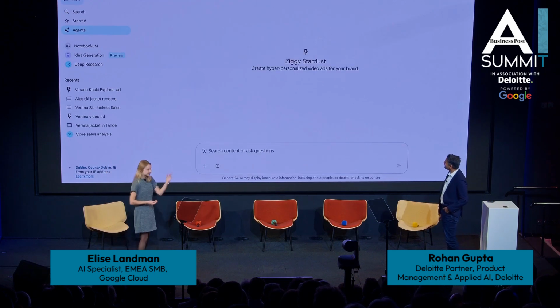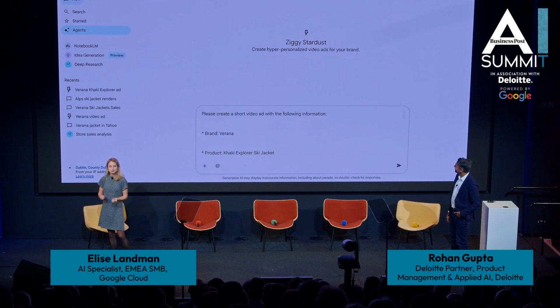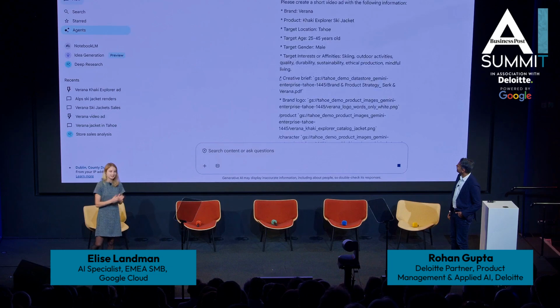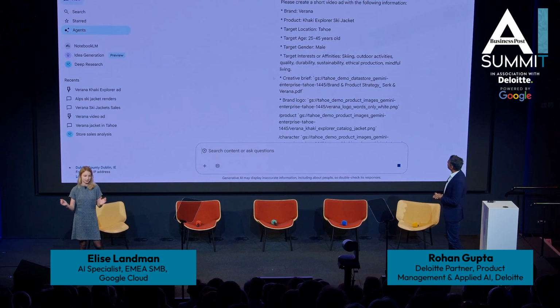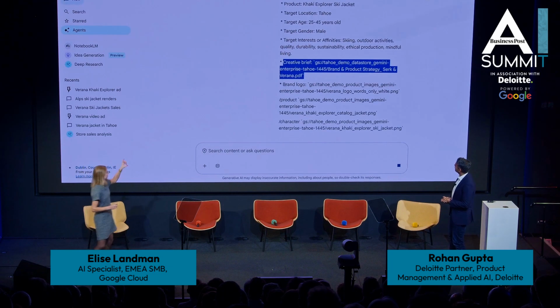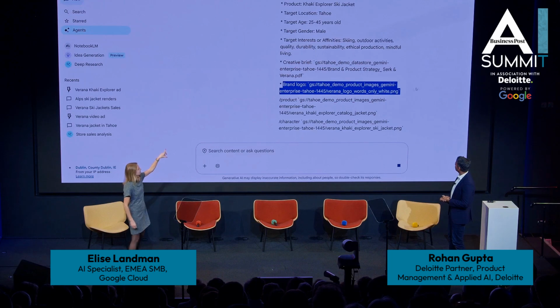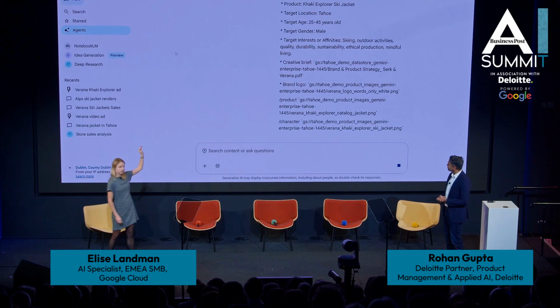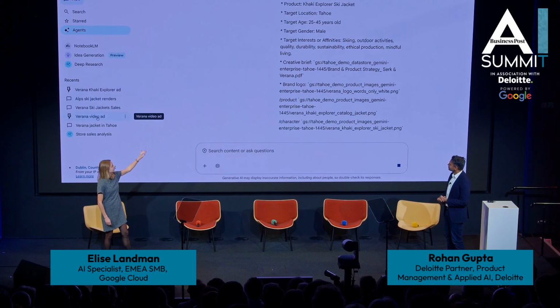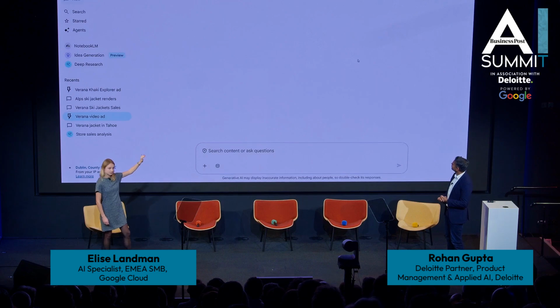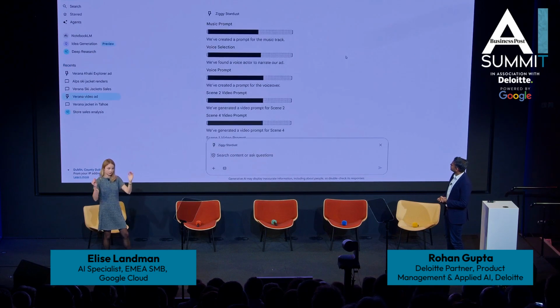Okay. So Ziggy Stardust is basically an agent that uses the VO APIs to create an end-to-end ad campaign video. And this is really impressive, because we just use one single prompt here. We tell it, okay, these are the products that I want you to showcase. This is the location. This is the creative brief. This is my brand logo with the locations of where they're stored.